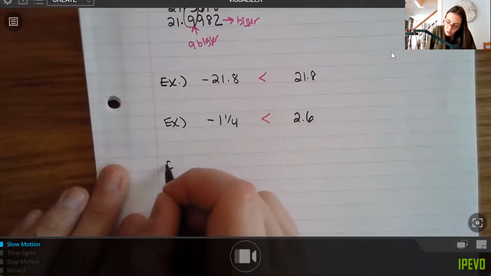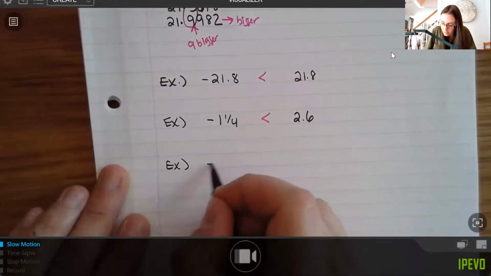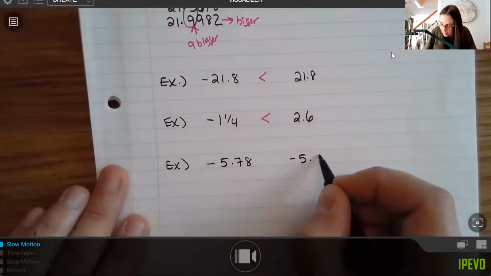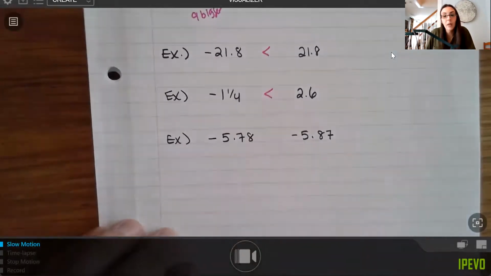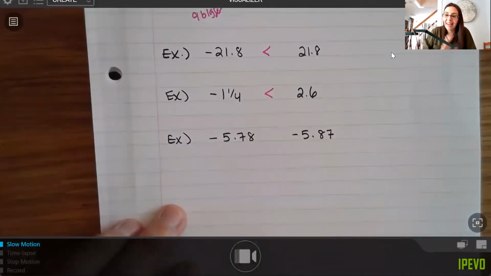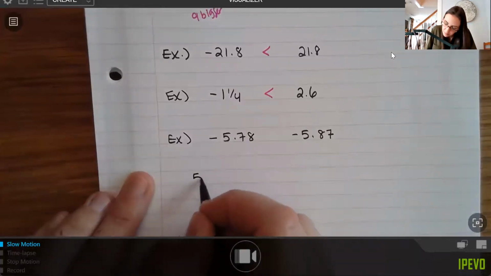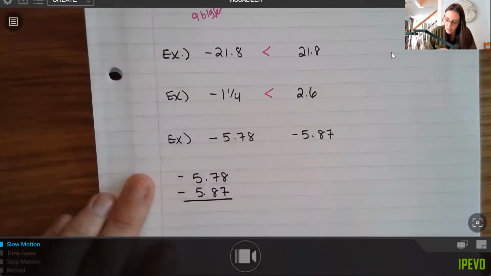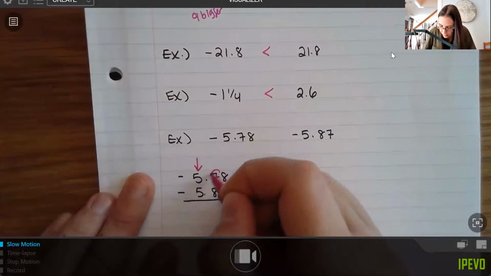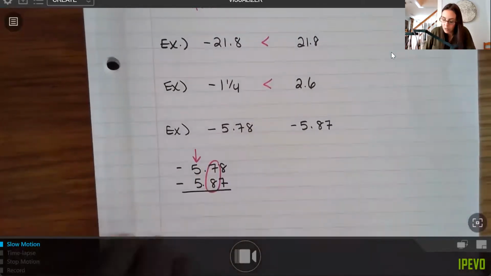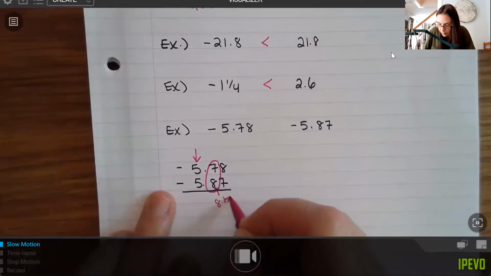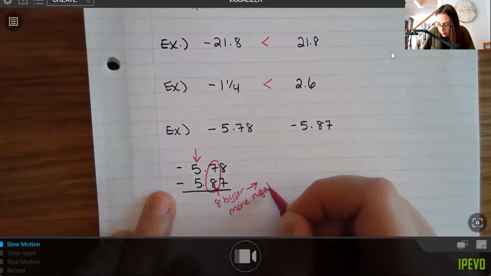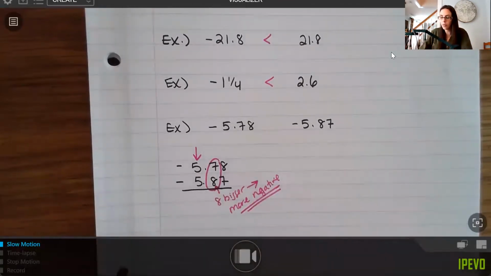Now, if you have 2 negatives, you just want to be careful. So maybe I have -5.78 and -5.87. Now, this is where it gets a little tricky because they're both negative, right? So you can still line them up. I see that this is the same, but I do have a difference here. Okay. Now, your 8 is definitely bigger, right? So you want to be careful if they're both negative.